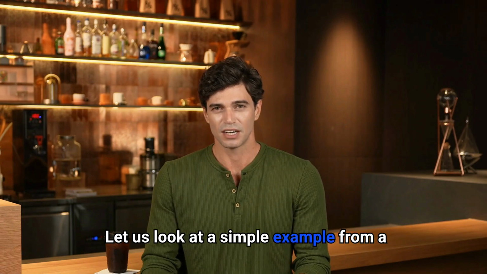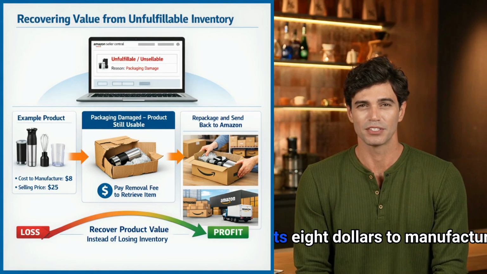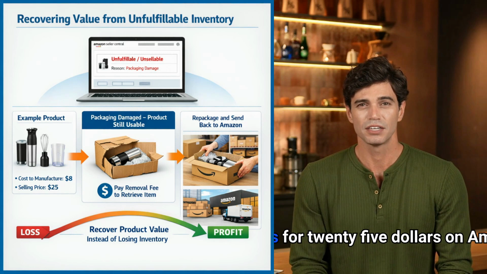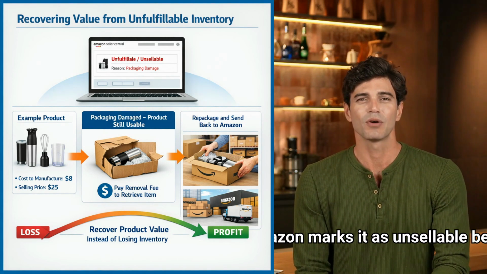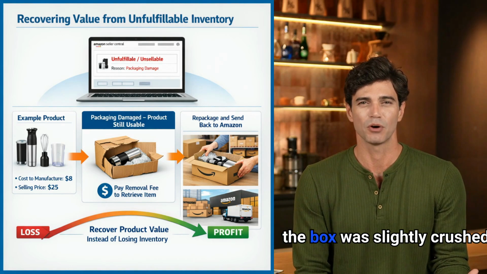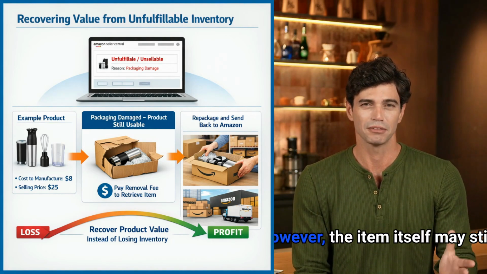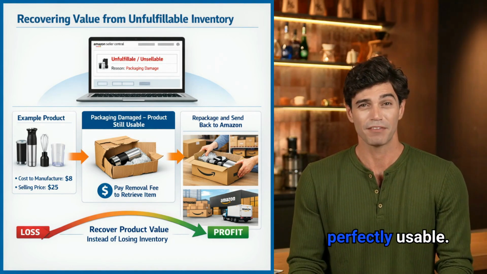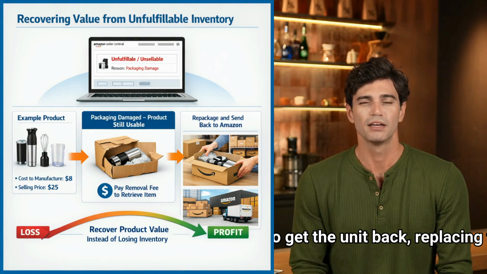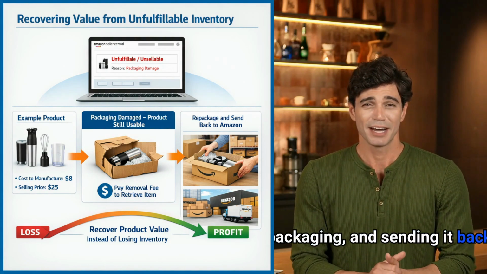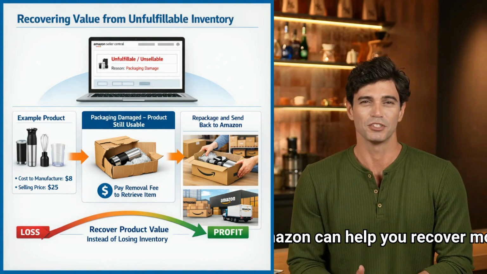Let us look at a simple example from a real seller situation. Imagine you sell a kitchen product that costs $8 to manufacture and sells for $25 on Amazon. A customer returns the product and Amazon marks it as unsellable because the box was slightly crushed. However, the item itself may still be perfectly usable. In that case, paying a small removal fee to get the unit back, replacing the packaging, and sending it back to Amazon can help you recover most of your product value.